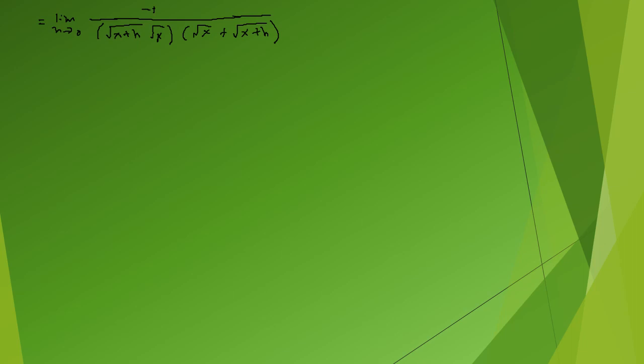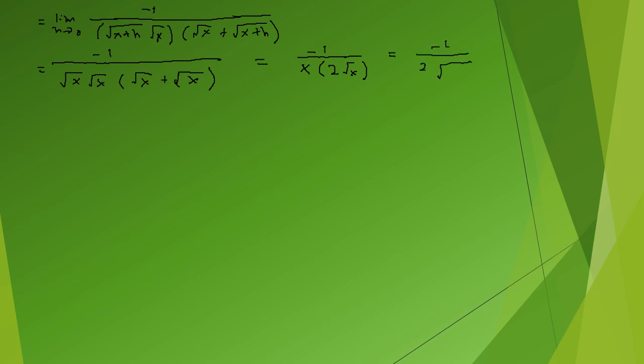Alright, just now we have simplified our function. Then we can substitute h equal to 0. So we have negative 1 over square root x plus h is 0, so we have square root x multiplied by square root x. And then multiply by square root x plus square root x plus h is 0, so we have square root x. Simplify, we have negative 1 over square root x multiplied by square root x is x, and square root x plus square root x is 2 square root x. So this one we get negative 1 over 2 square root x to the power 3.